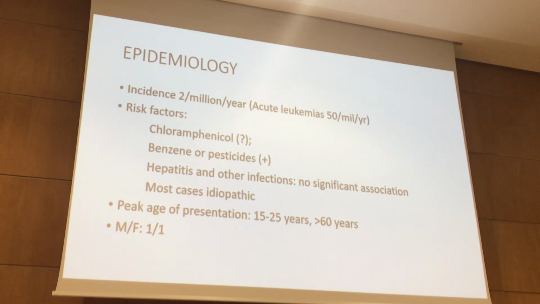It is not a very common disorder, acquired aplastic anemias, compared with leukemias, for example. It is much less. And there are some risk factors that may cause acquired aplastic anemia. Chemical agents such as pesticides, drugs, or viral agents are the most common causes. But many cases are idiopathic.